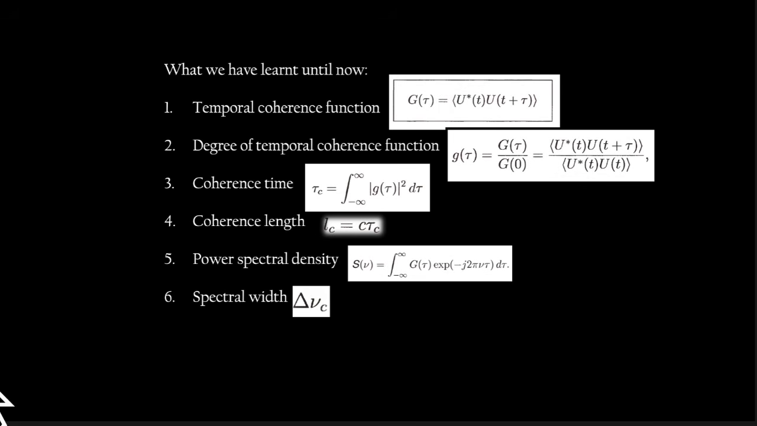So what we have learned until now is the temporal coherence function, which is capital G of tau. We also looked at the degree of temporal coherence function, which essentially is the normalized version of this particular function. We also learnt about the coherence time, which is given by this integral from minus infinity to plus infinity of modulus g of tau squared d tau, and the coherence length LC, which is equal to c times tau c. And you also learnt a little bit about the spectral density function, which has a direct connection to this capital G. And finally, the spectral width itself has some connection to the coherence time and coherence length.